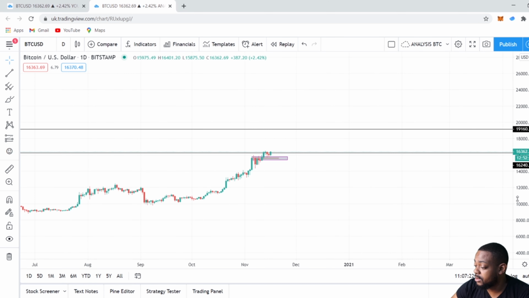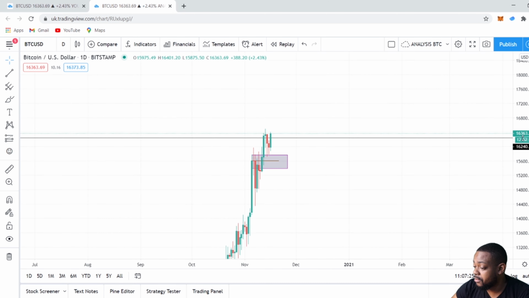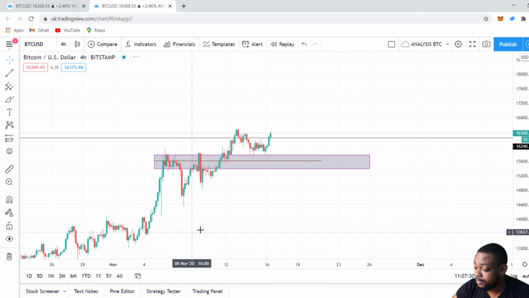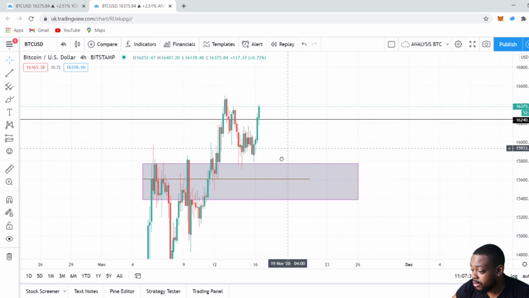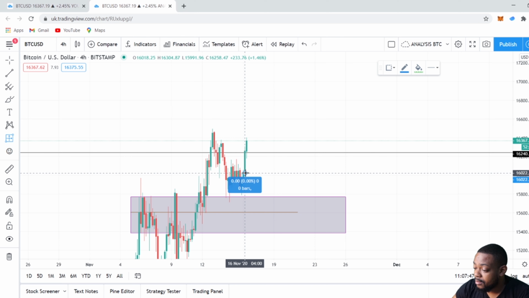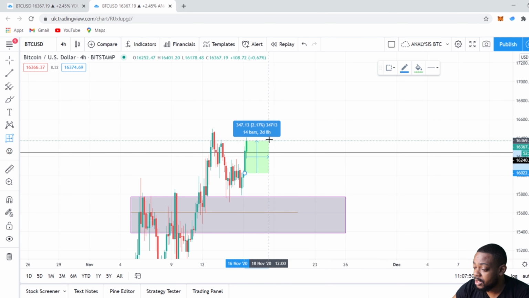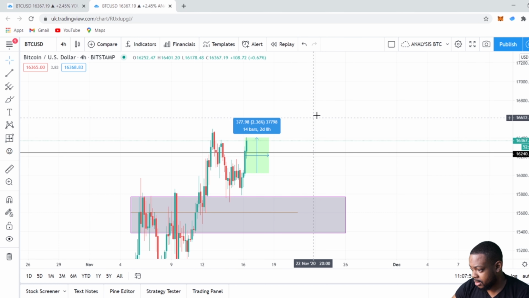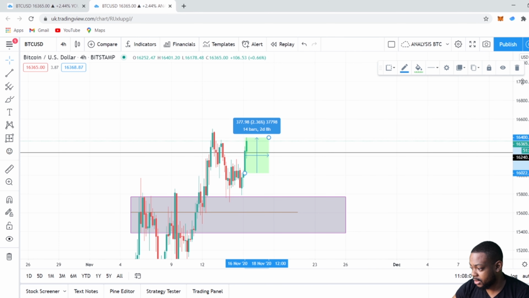I wouldn't say for anyone to get in right now, because we already missed this opportunity. This is the daily. I'm going to go down to the 4 hour. I was saying in my previous video that if we see a small retest here, and it doesn't break this support line and doesn't break this box, then we can enter a buy position. And if you had done that, you would have been up 2.3%. So yeah, that's that for that.